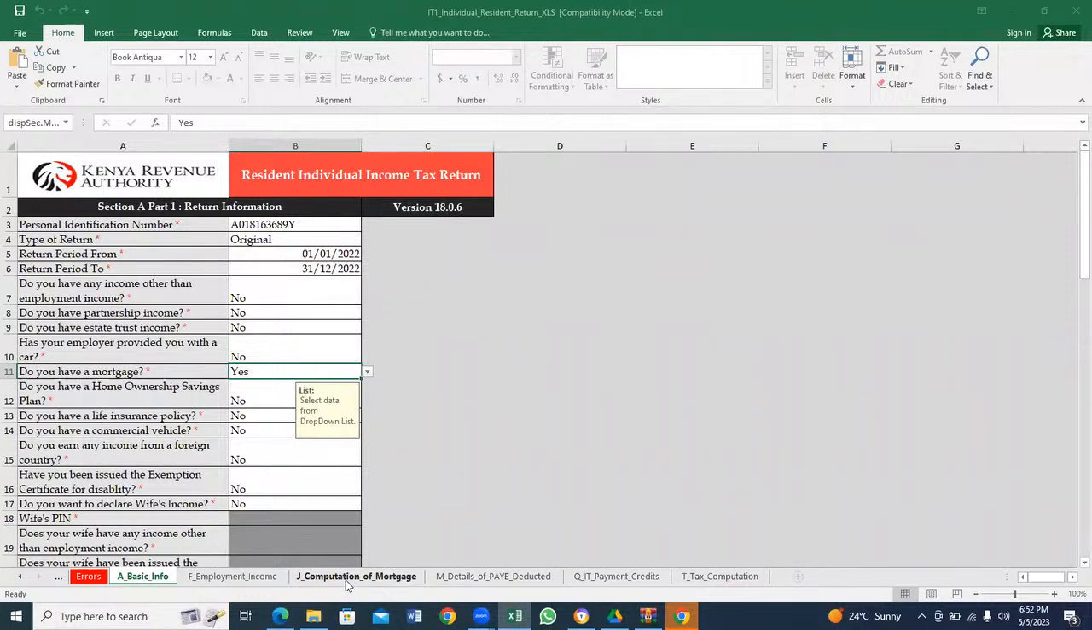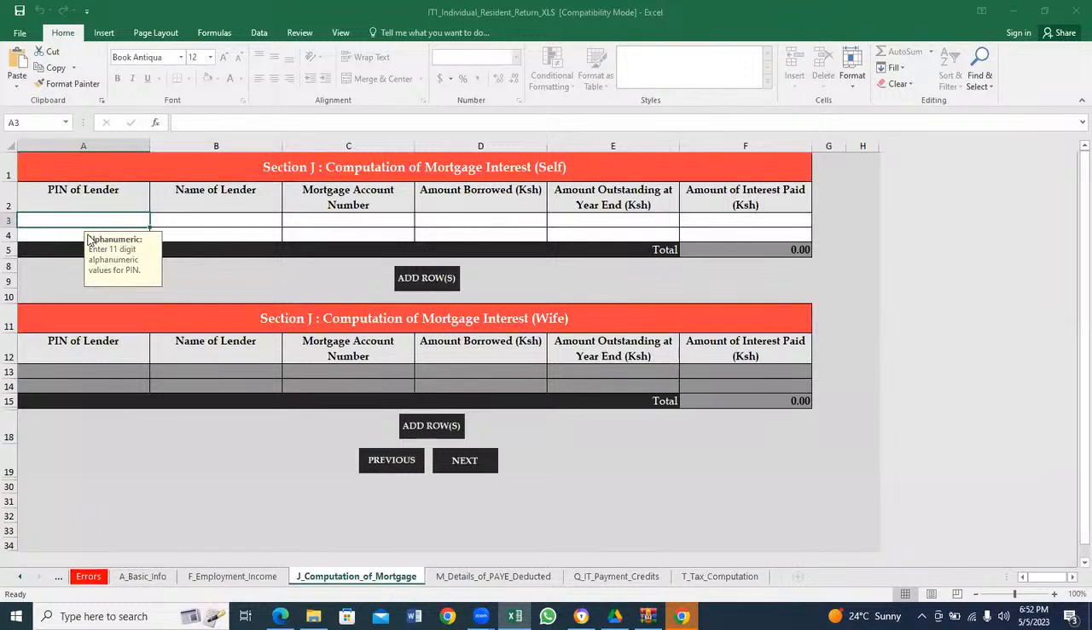Have you seen sheet J? You can see sheet J. Yes. So sheet J wants me to give the details of the mortgage. So I click on it. The first thing it is asking me, what is the PIN of the lender?